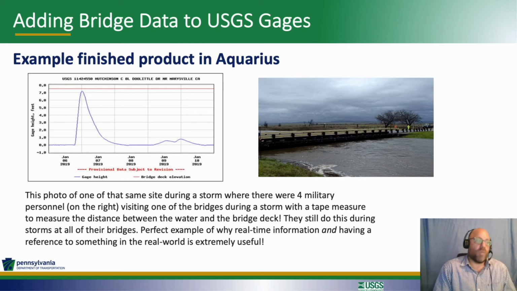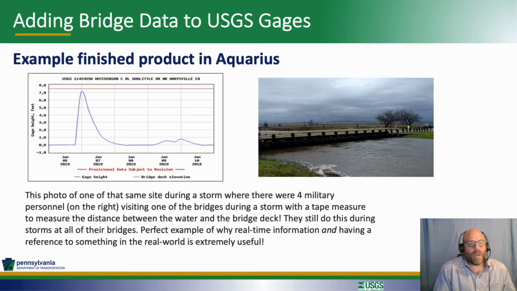Here's an example of a bridge deck. It's represented by the red line on the USGS gauge graph. And you can clearly see that the water surface elevation is slightly below the bottom of the beams on the bridge deck.